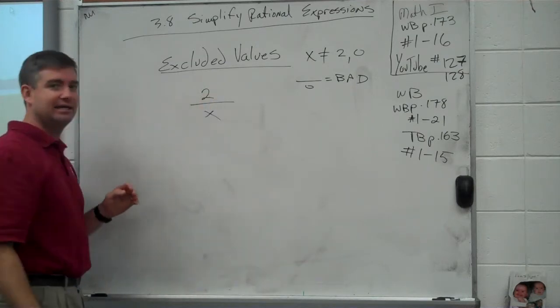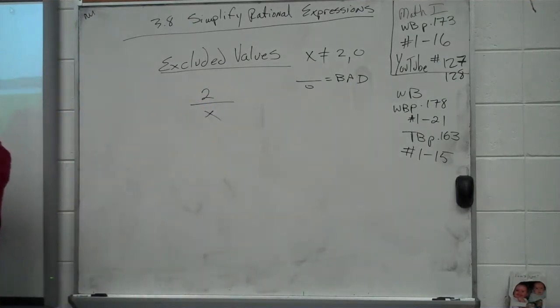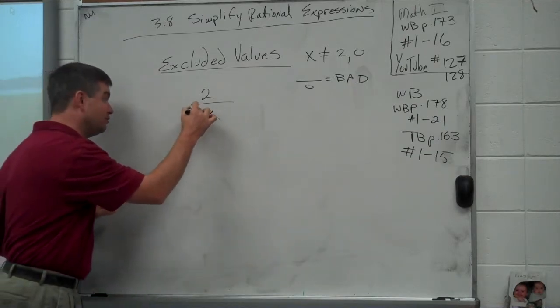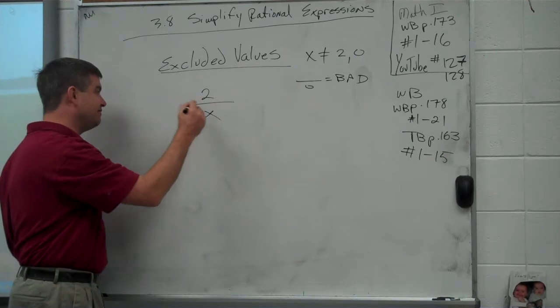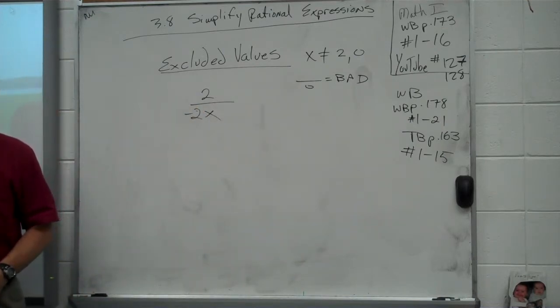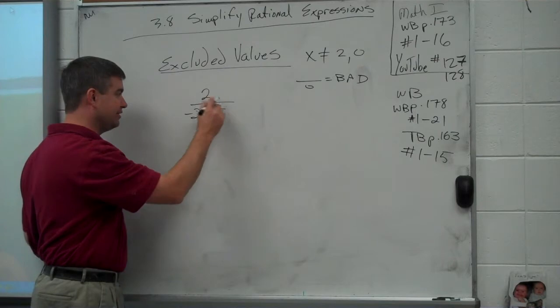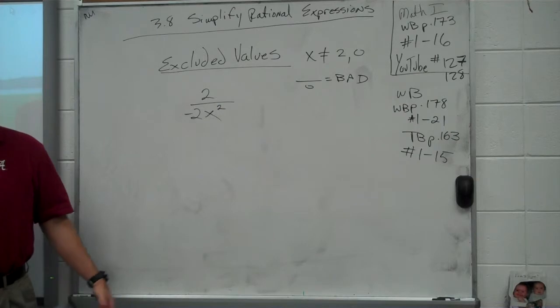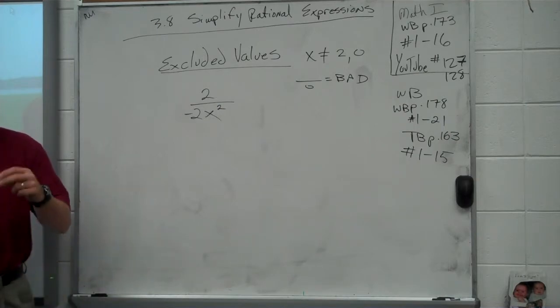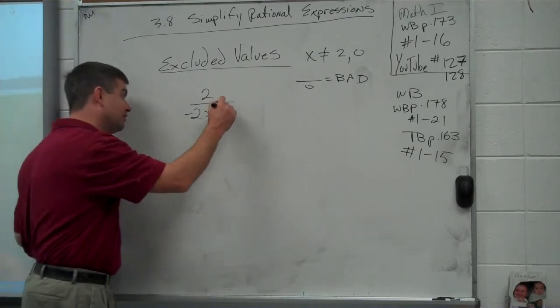Sometimes. Alright. So here's example 2. What is the excluded value of this rational expression? 0. Now watch. Everybody's eyes up here. What's the excluded value now? 0. Still 0. What's the excluded value now? 0. Still 0. What's the excluded value now? 0. Still 0. But how many times do you have to write it? One time. What's the excluded value now?